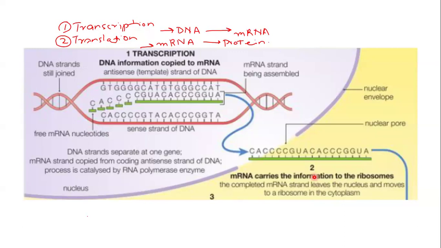What happens is that the DNA will open up. The DNA will open up and it will say, listen, this is where the code for insulin is. So you need to start copying the information down. That information will be copied in the form of messenger RNA.